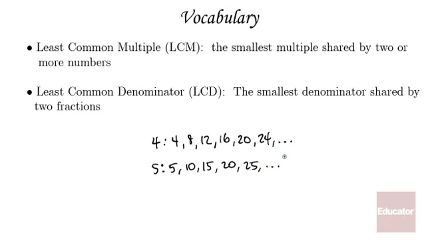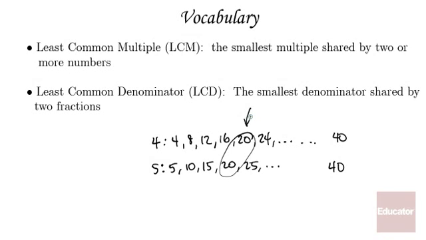So here we found the least common multiple, which is the one that they have in common, 20. And that's the smallest multiple they have in common. Later on, they also have the multiple 40 in common. However, this one, 20, would be the least, the smallest multiple that they both share.